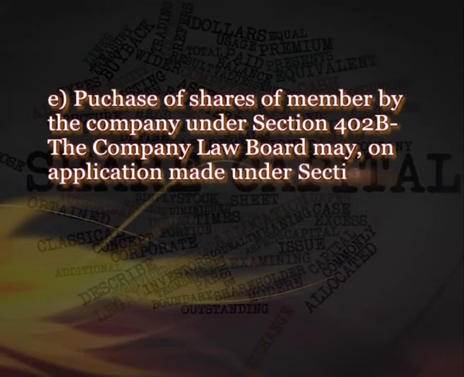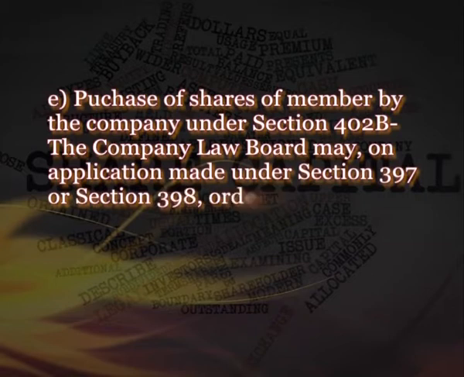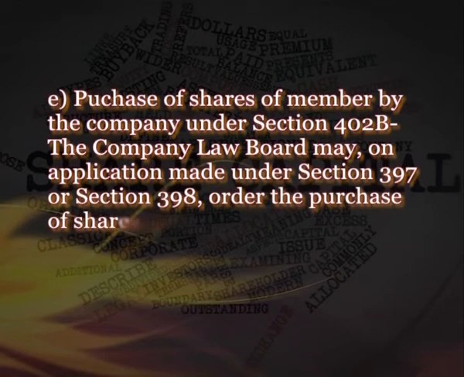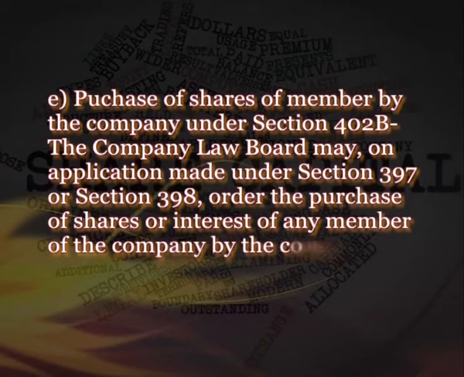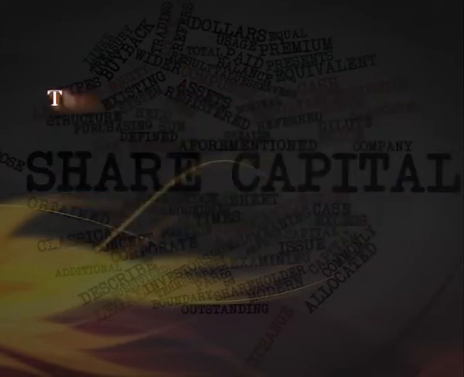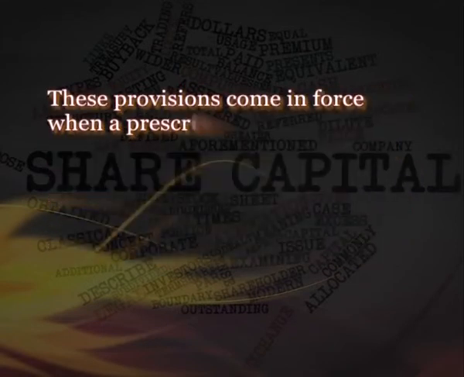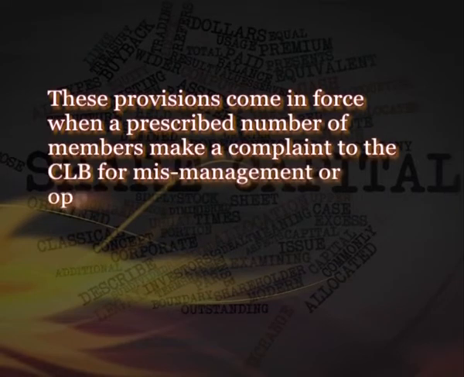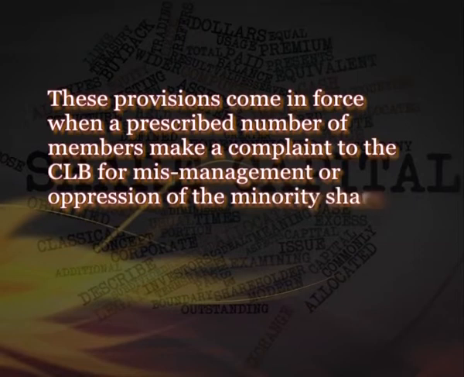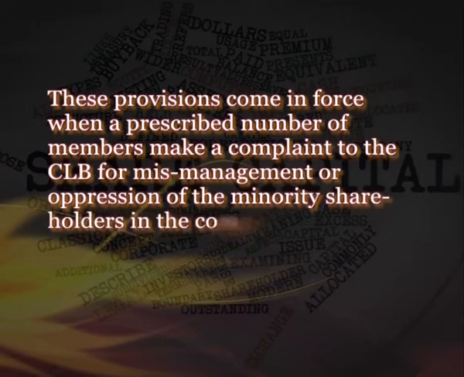The Company Law Board may, on application made under section 397 or section 398, order the purchase of shares or interest of any member of the company by the company. These provisions come into force when a prescribed number of members make a complaint to the CLB for mismanagement or oppression of the minority shareholders in the company.